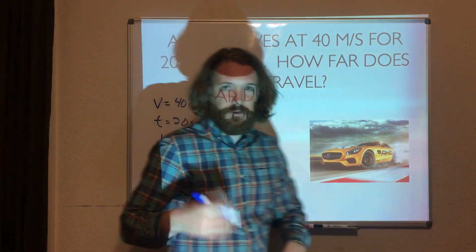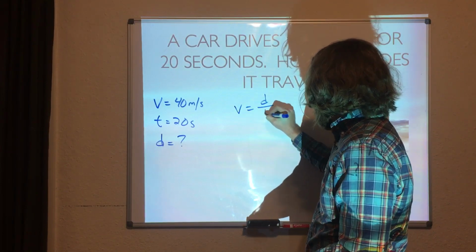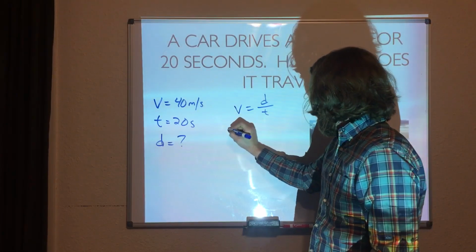Great. Givens, check. Unknowns, check. Write down our equation. Velocity equals distance divided by time. Boom. Plug my numbers in. Velocity is 40.